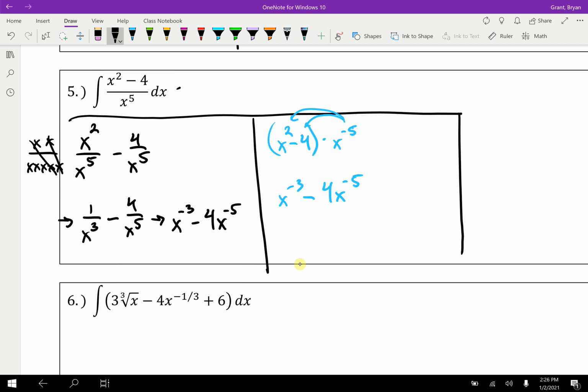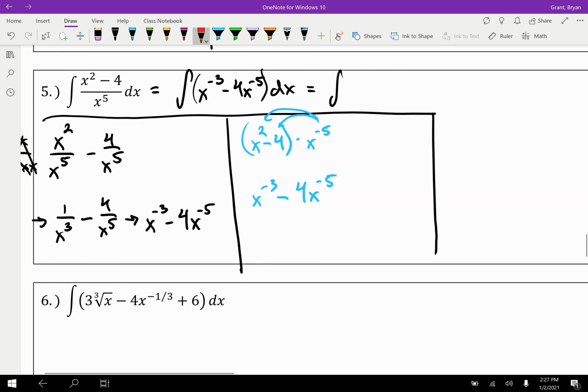So how do we do this? Well, let's go ahead and rewrite it. We know we're rewriting this as x to the negative 3rd minus 4x to the negative 5th dx. And again, you don't need parentheses, but you can if it makes you feel better. And now we do our antiderivatives. Adding 1 to the negative power is probably the second leading cause of incorrect answers that I see here.